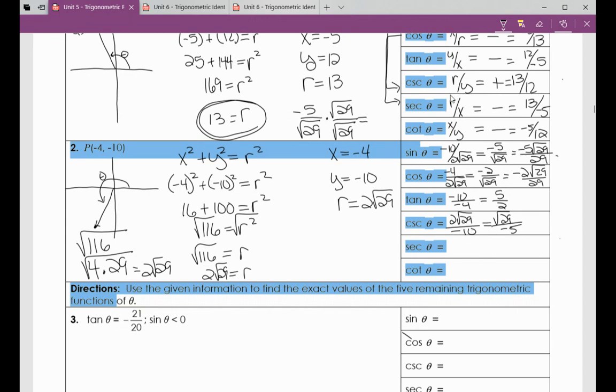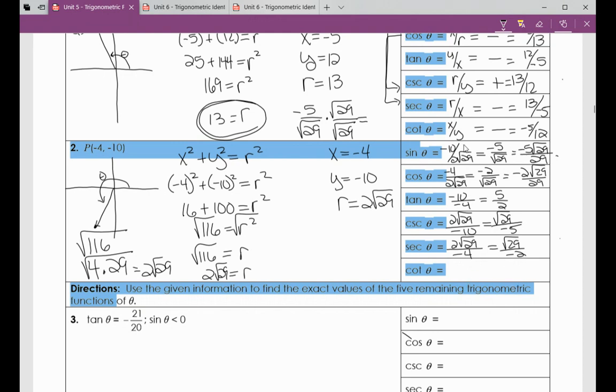Secant is r over x. So I'm going to grab my radius, which is 2 square roots of 29, and put that over negative 4. Same thing. My radical is already in the top. I don't have to worry about it in the bottom, but I do need to reduce my fraction. So I end up with square root 29 over negative 2. As long as my radical is on top of the fraction, life is good. If it's in the bottom, we got to fix it. You have to rationalize that denominator.